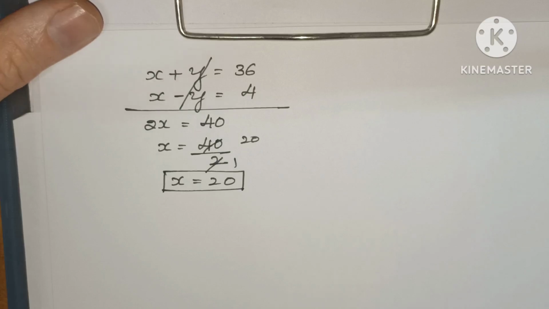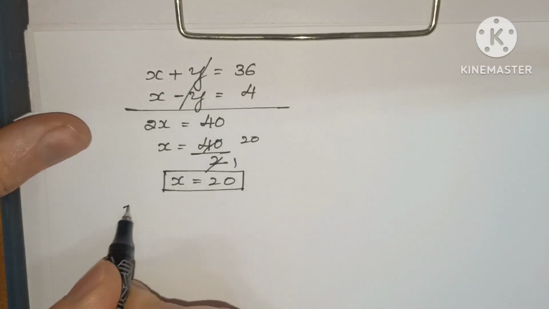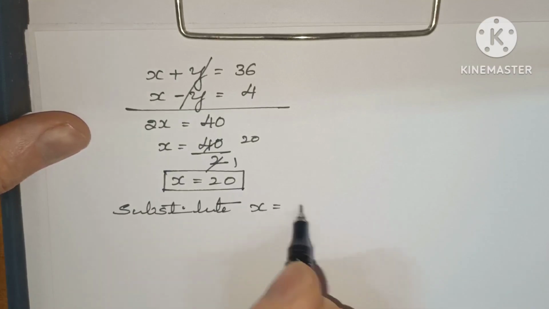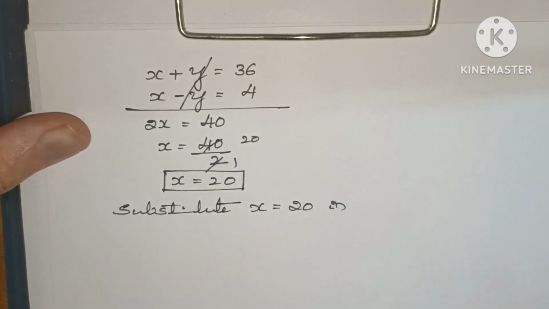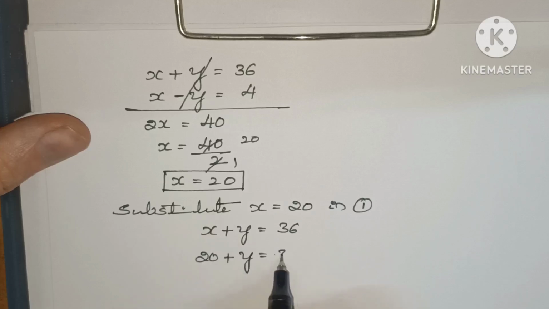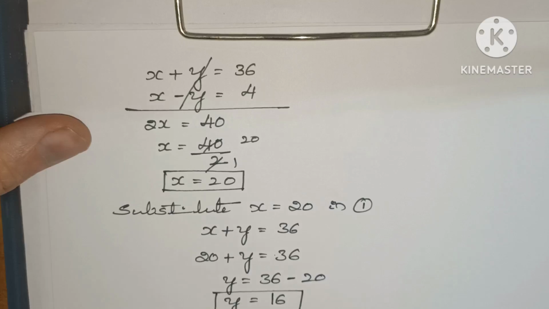Now let's substitute this x is equal to 20 in any one equation. In which equation will we substitute? In equation 1 only we will try to substitute. So what is equation 1? x plus y is equal to 36. Now x value, how much? 20 plus y is equal to 36. y is equal to 36, and now minus 20. y is equal to 16. Okay, x value and y value we have got.